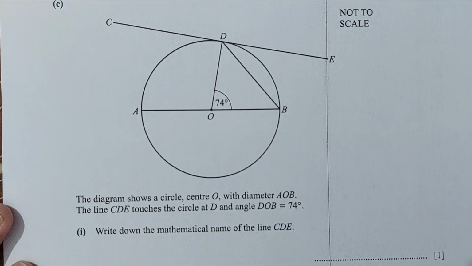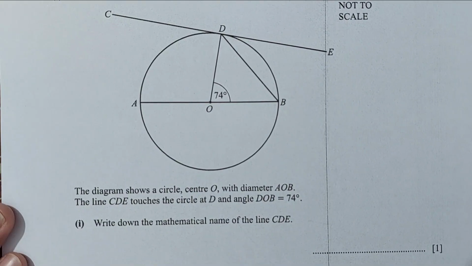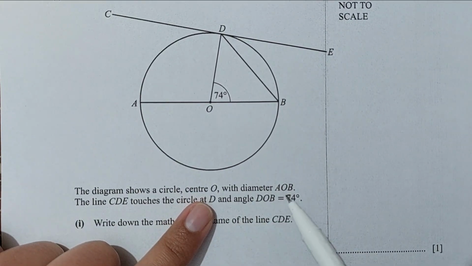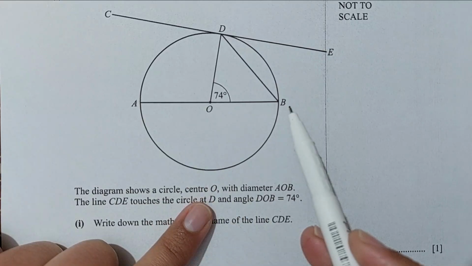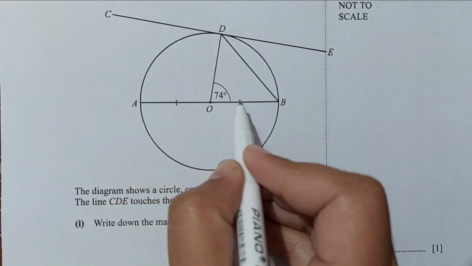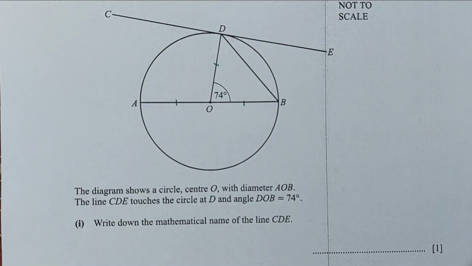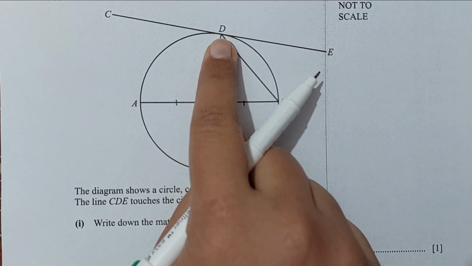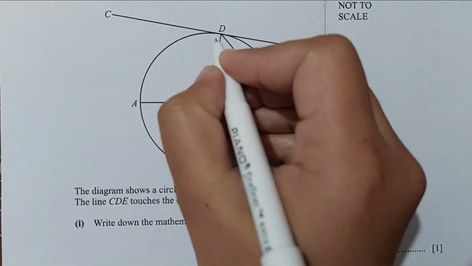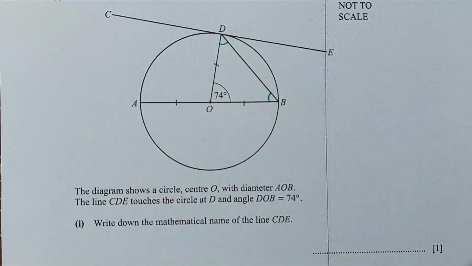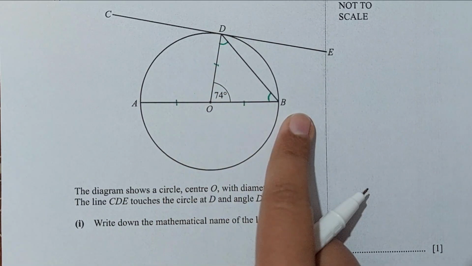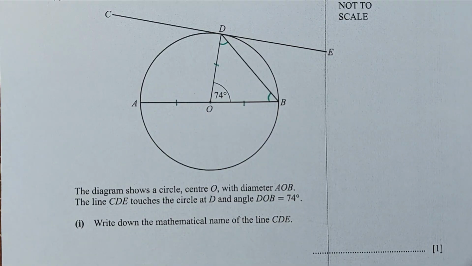Now for part C, the diagram shows a circle, center O, with the diameter AOB. A, O and B is a diameter. So OA, OB, OD, this is the radius. So OB and OD, these two are the same. So it means this angle and this angle are also the same. In a triangle, it is an isosceles triangle. The line CDE touches the circle at point D, and this angle BOD is 74.